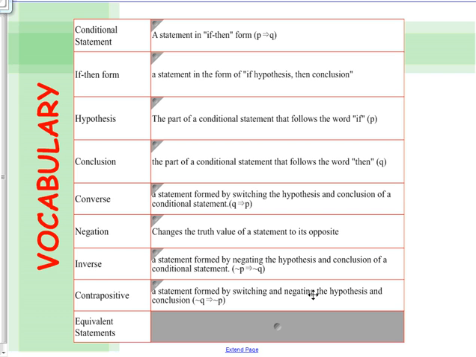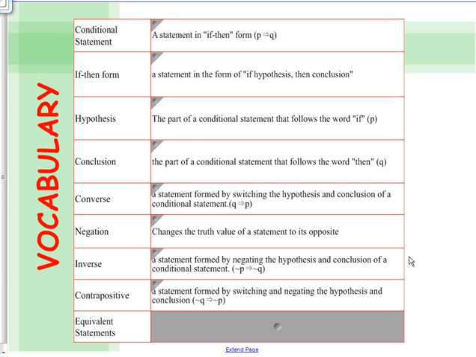All right, to continue with that same example, a contrapositive is a statement formed by switching and negating the hypothesis and the conclusion. So I could say if a figure is not a rectangle, then it is not a square. Okay, so I reverse the two.